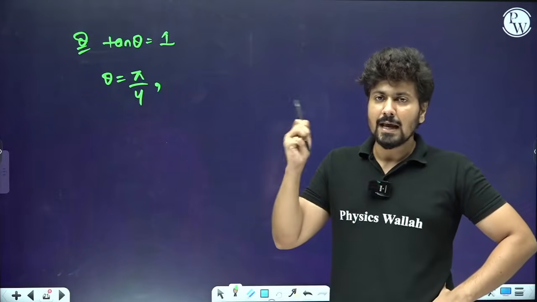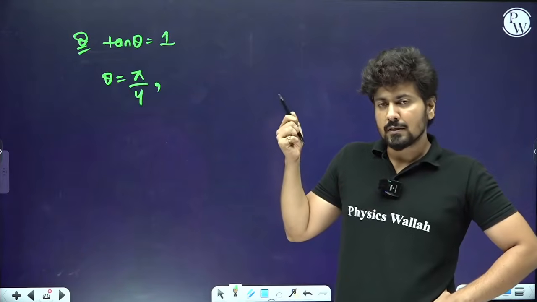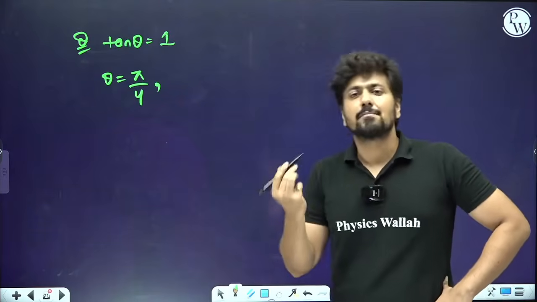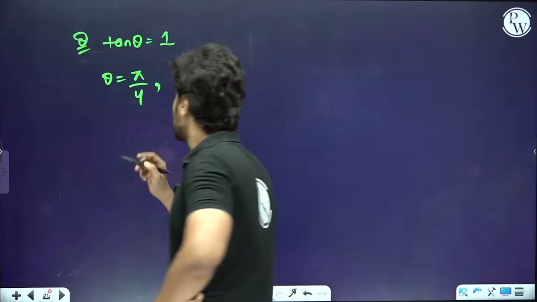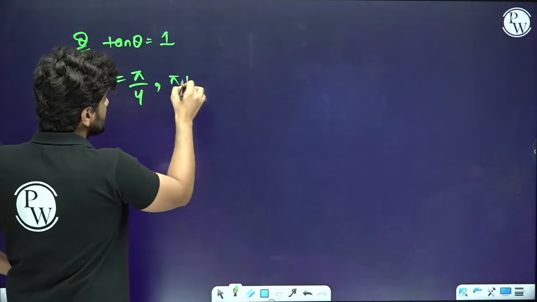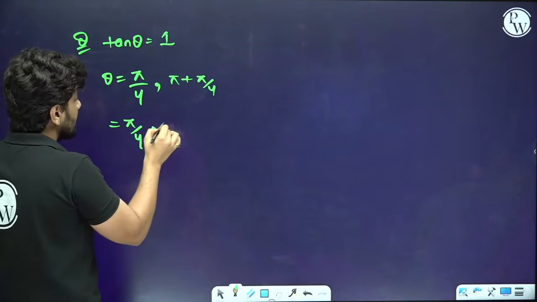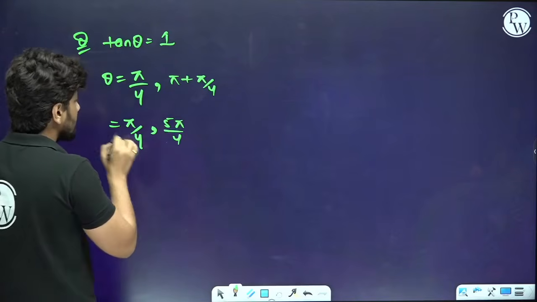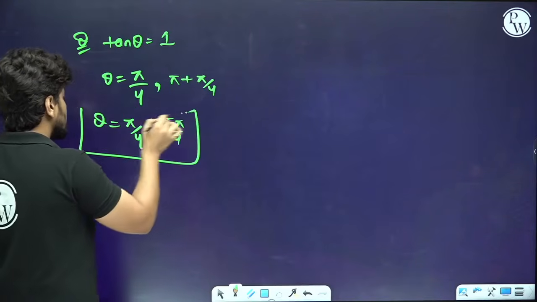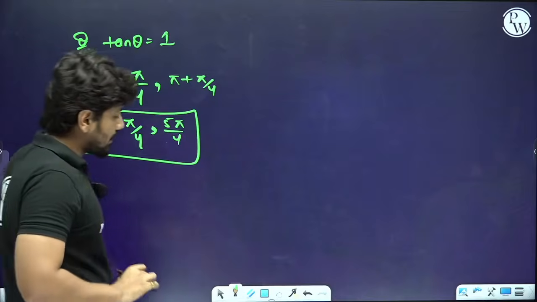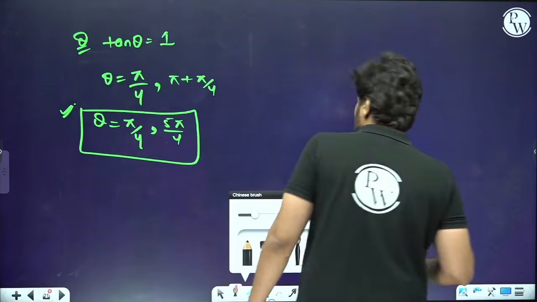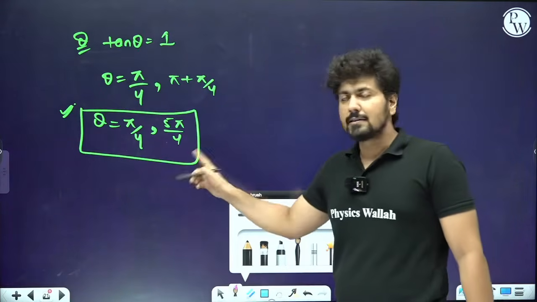What will be the angle in the third quadrant? The third quadrant angle will be pi plus pi by 4. Pi plus pi by 4, right? Pi plus pi by 4 will be in the third quadrant. So this is pi by 4 and 5 pi by 4. These are the two values of theta we are getting. Theta is equal to pi by 4 and 5 pi by 4. First quadrant and the third quadrant.